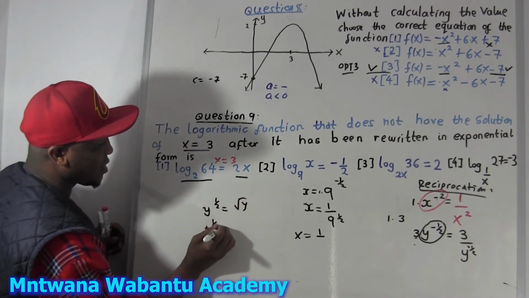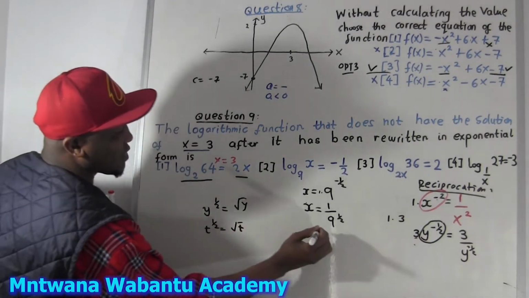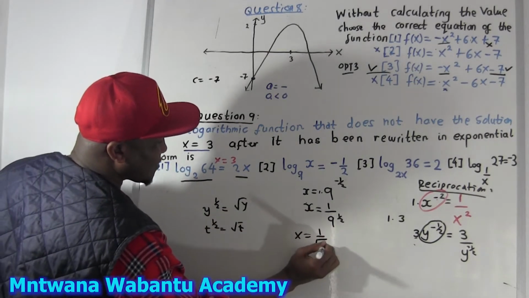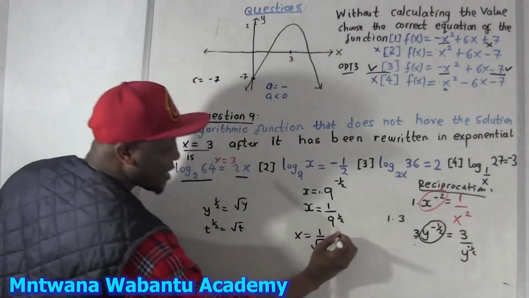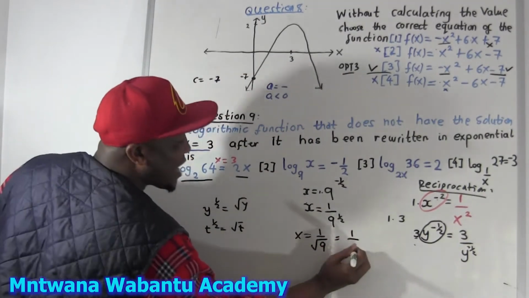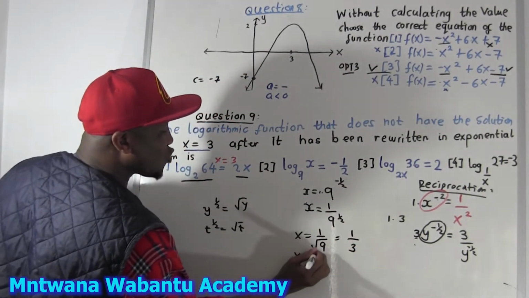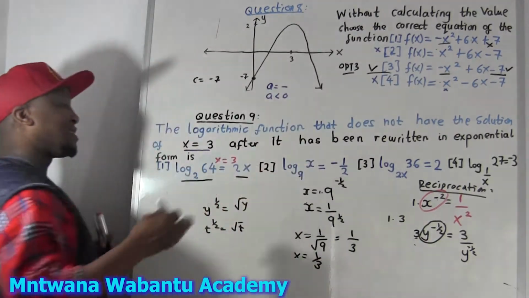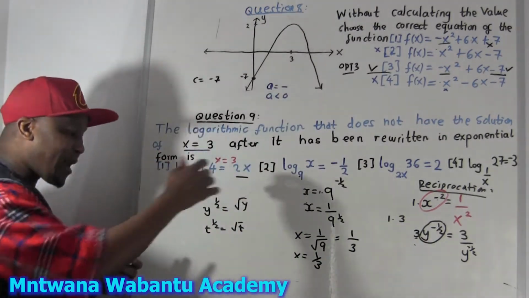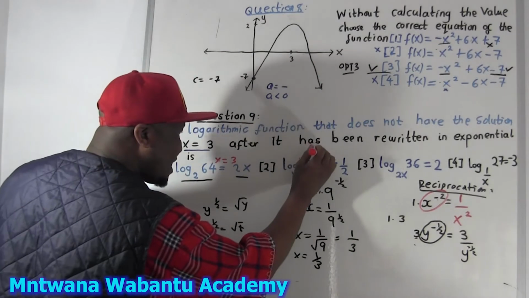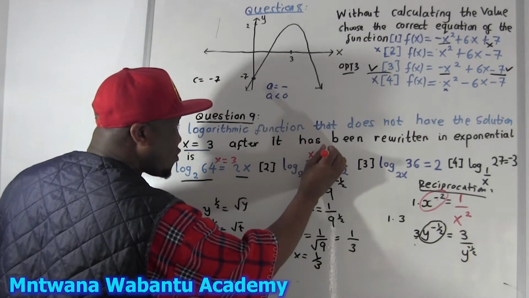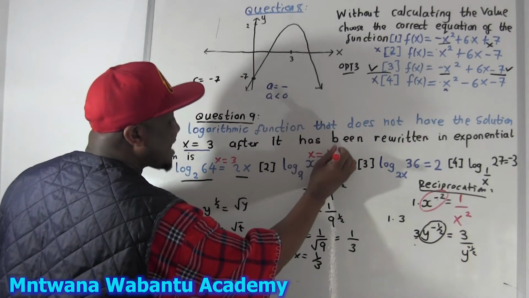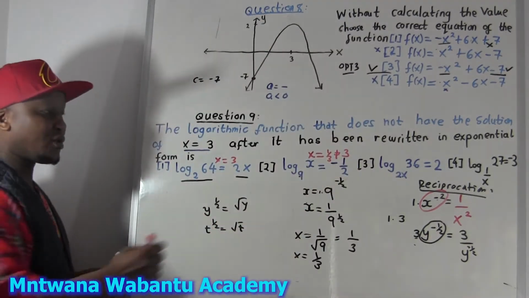T to the half means square root of t. So let me say square root of 9. So this is 1 over, when you square 9 you get 3. Oh, so x equals 1 over 3. So this does not give us 3, it gives us 1 over 3. So this option is not qualified, because it gives us 1 over 3, which is not equal to 3. So this is not correct.